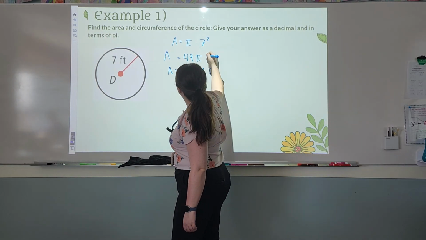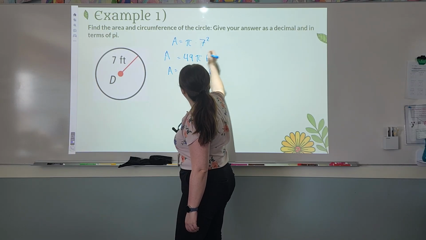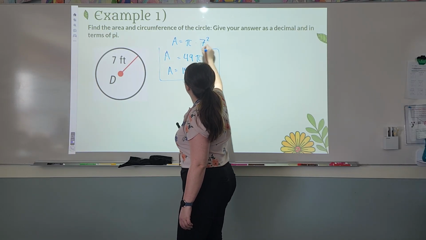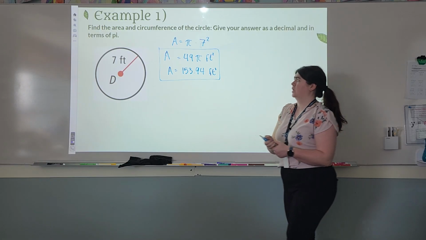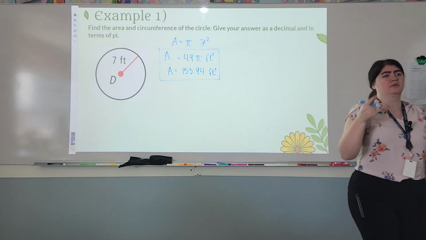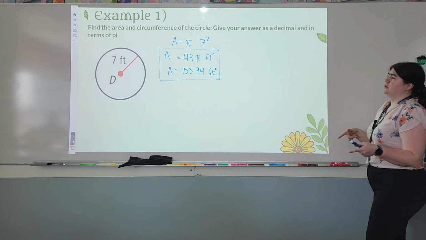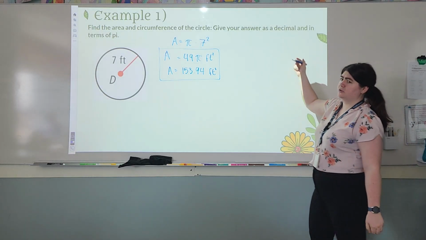In terms of pi means that we are leaving pi in the equation, like that. So those will be your two answers. Now we're going to find the circumference of the circle. We're going to do the same thing.